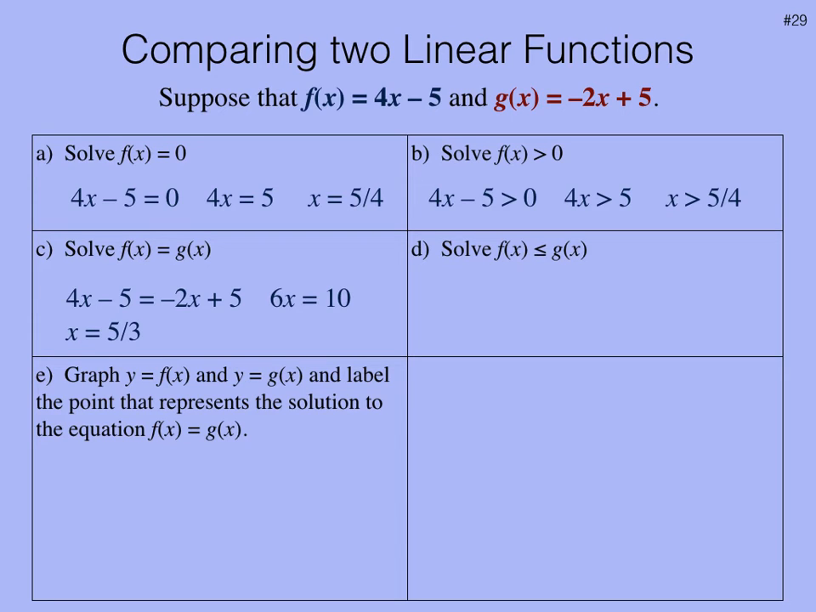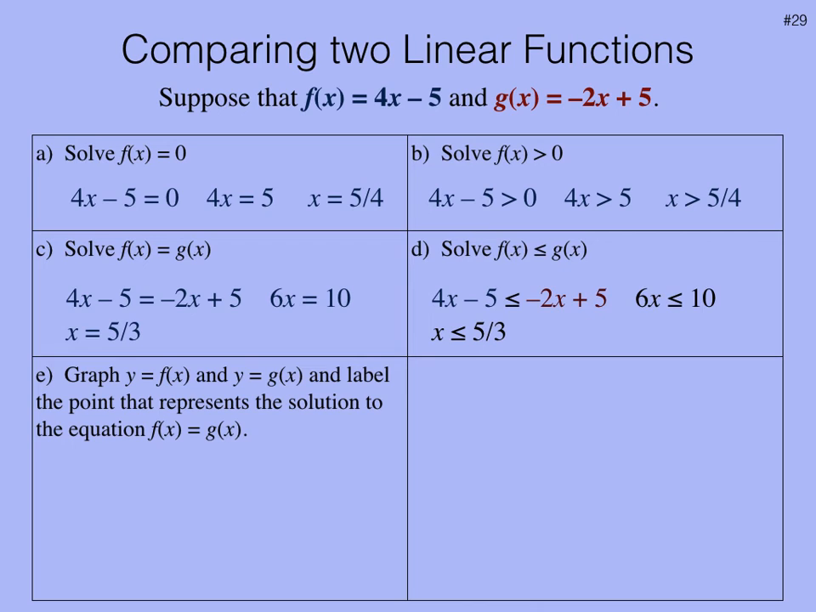Now where is my function f of x less than or equal to my function g of x? So I go through a similar process as in part C, but instead of equals, I use less than or equal to. And again, I solve for x. So I know my function f of x basically is below g of x when x is less than or equal to 5/3. Okay, part E, let's piece all this together graphically and make sense of it all.